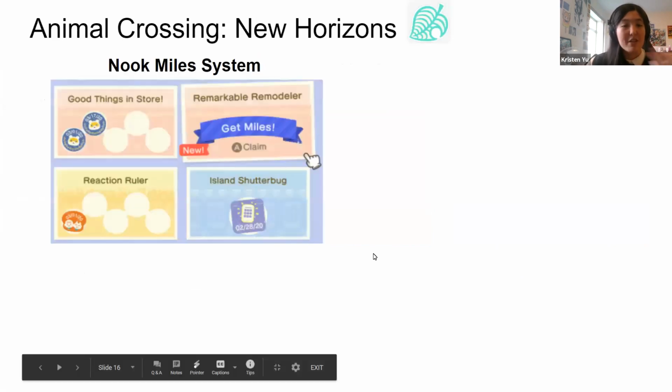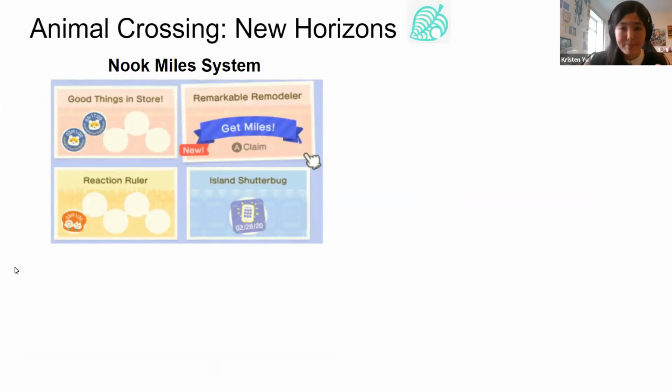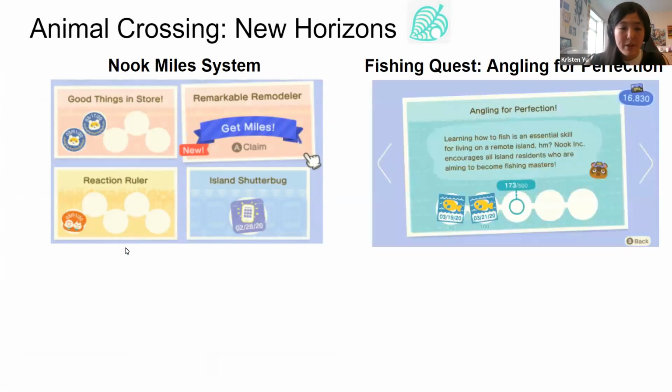Within this game, there is a Nook Miles system, which is a quest system that usually tracks more long-term goals for the player. There is a particular quest called Angling for Perfection, which tracks how many fish the player has caught. There are 5 objectives within this quest. The first is to collect 10 fish, the second is to collect 100 fish, the third is to collect 500 fish, the fourth is to collect 1,000 fish, and the last one is to collect 2,000 fish.